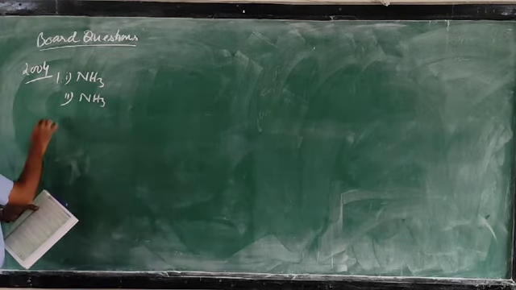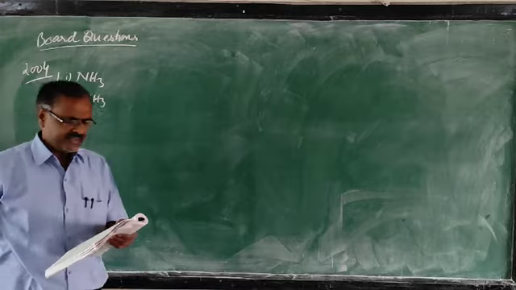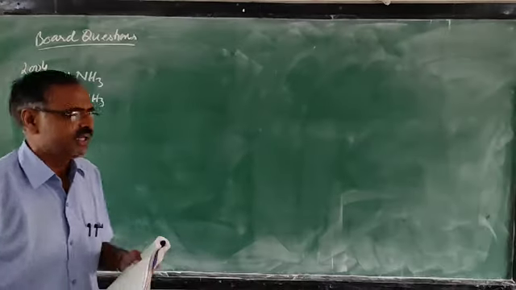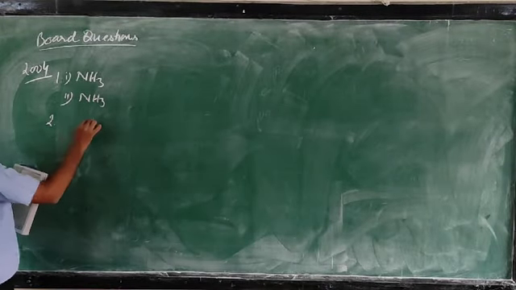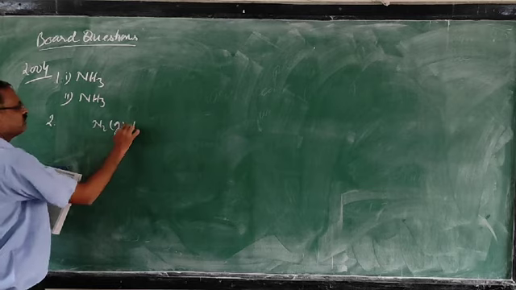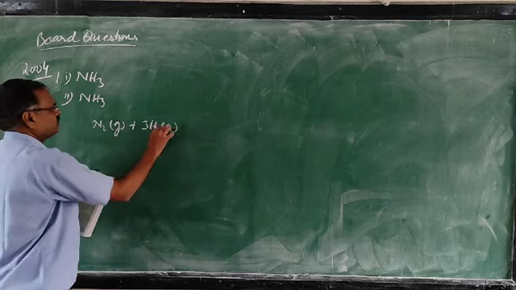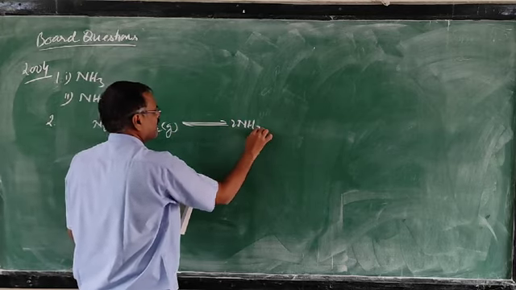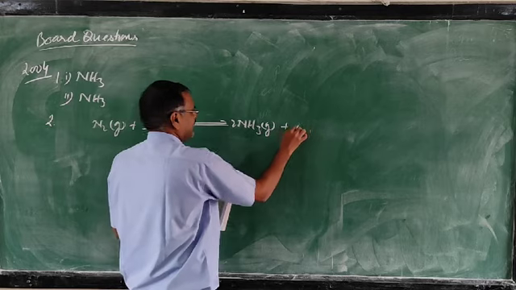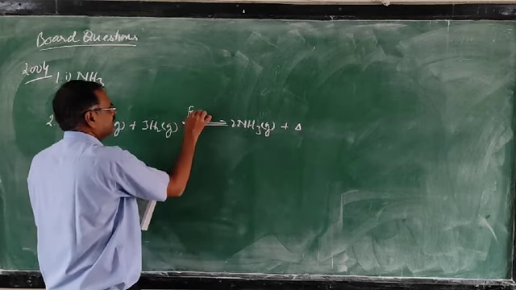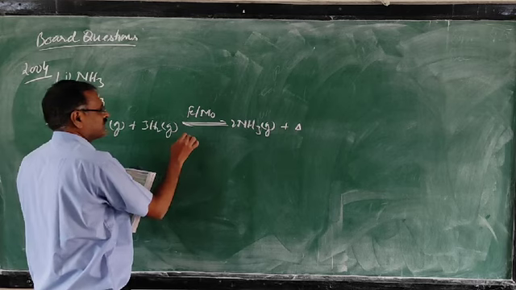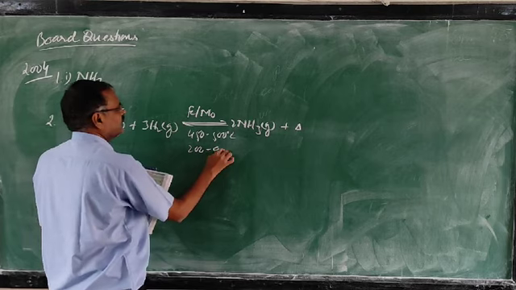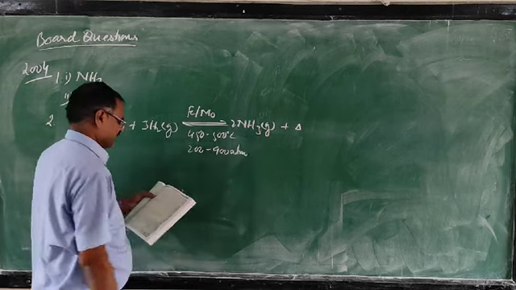Now the second question. Write the equation for the reaction in Haber's process that forms ammonia. So you have to write the reaction of Haber's process. N2 plus 3H2 gives 2NH3 plus delta. Iron is the catalyst, molybdenum is the promoter. 450 to 500 degrees Celsius, 200 to 900 atm pressure.